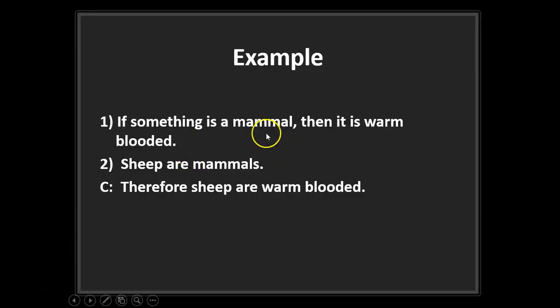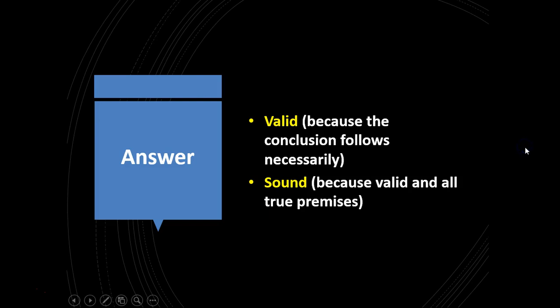If something's a mammal, then it's warm-blooded, and sheep are mammals, therefore sheep are warm-blooded. Assuming these two premises are true, the conclusion would follow necessarily. So this argument's valid. That means you fact check it. Is it true that if something is a mammal, then it's warm-blooded? Yep, that's true. And sheep are mammals. That's true as well. So you've got a valid and sound argument.